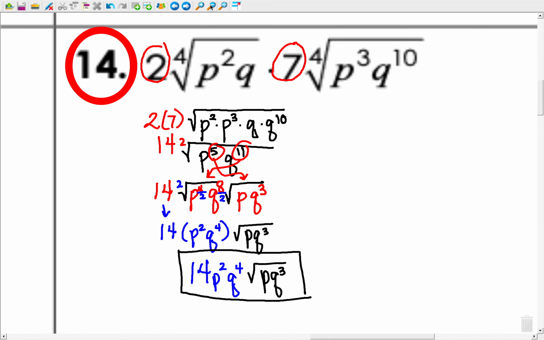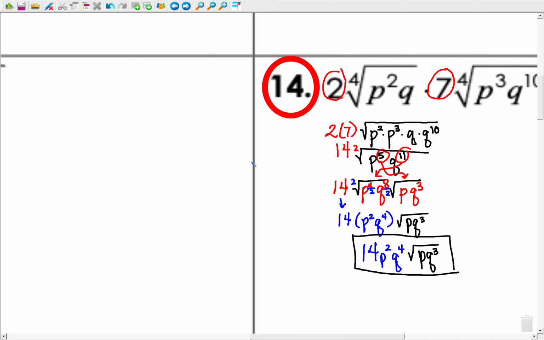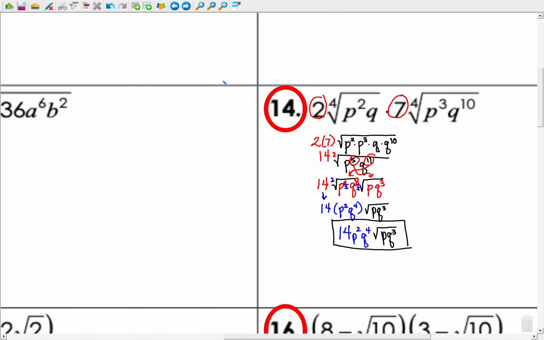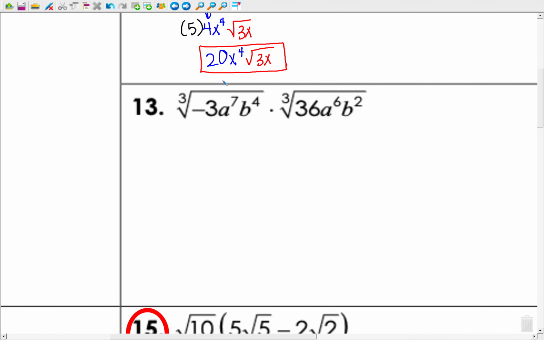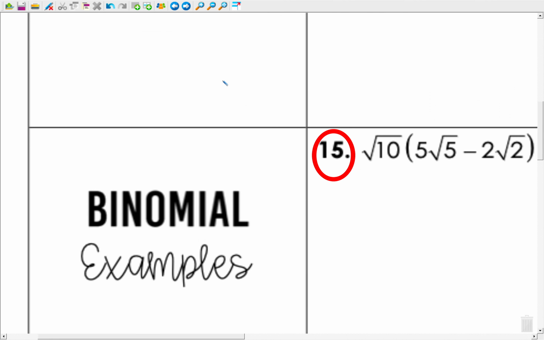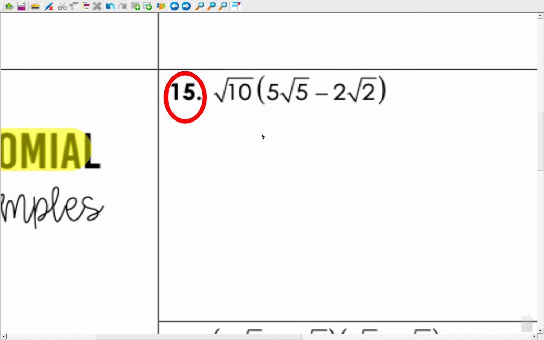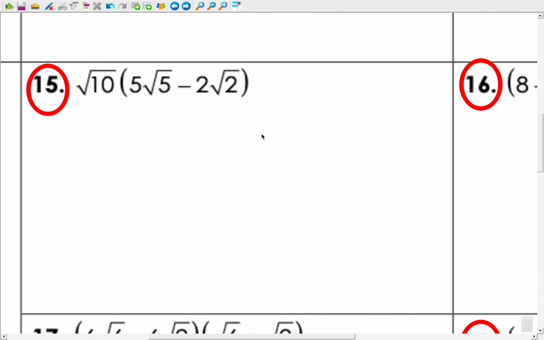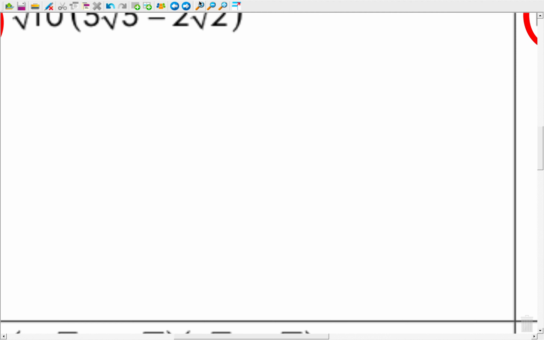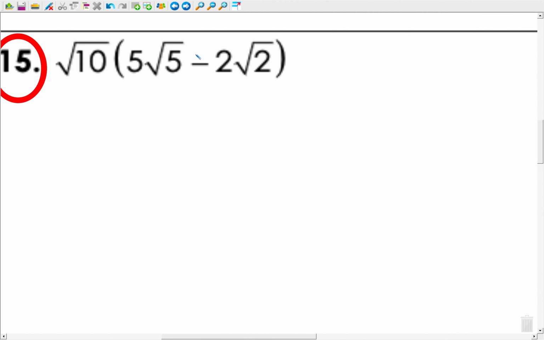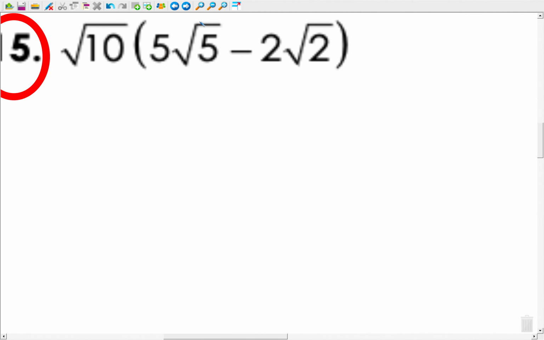All right. Next we have the good stuff. Binomial examples. This deserves its own kind of section here, because with the binomial example, you're going to be doing some distributing when you multiply. And we're still going to use the product rule, okay? So stay with me. Start easy with number 15.